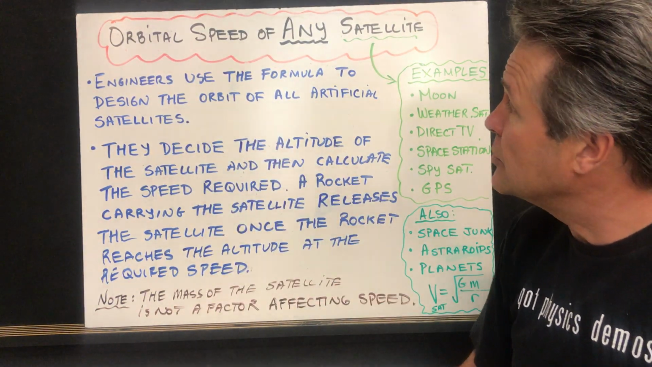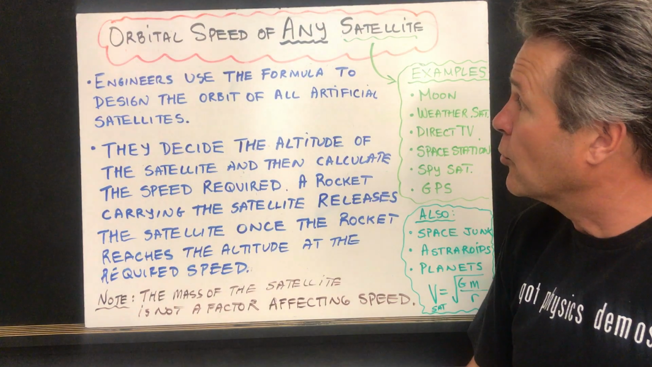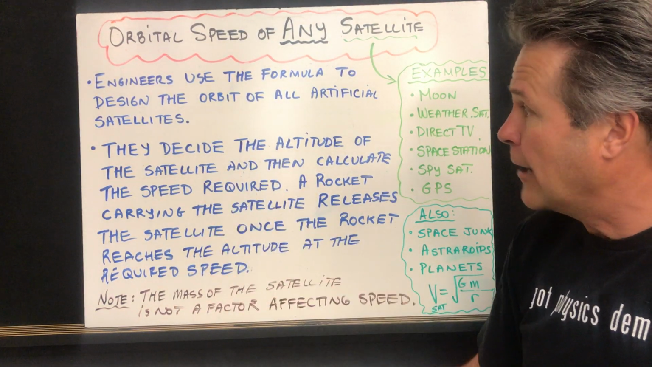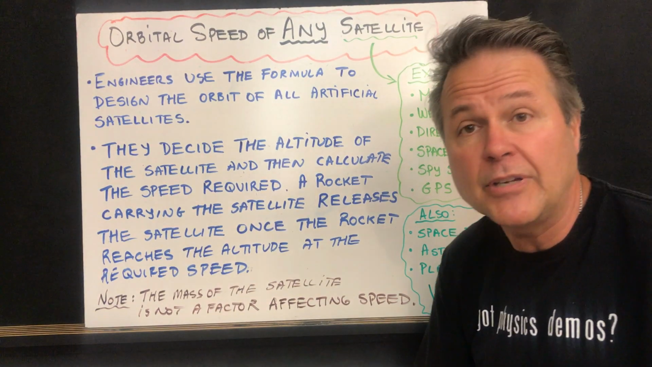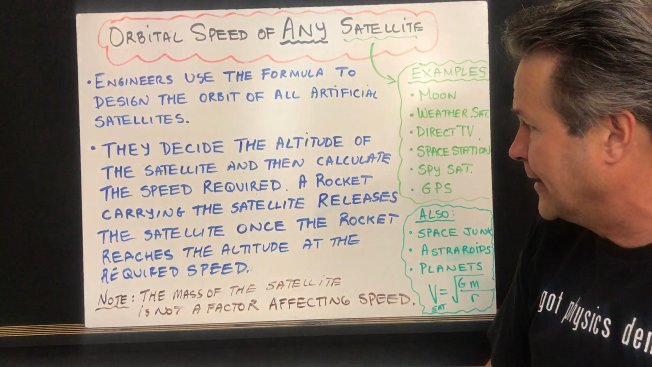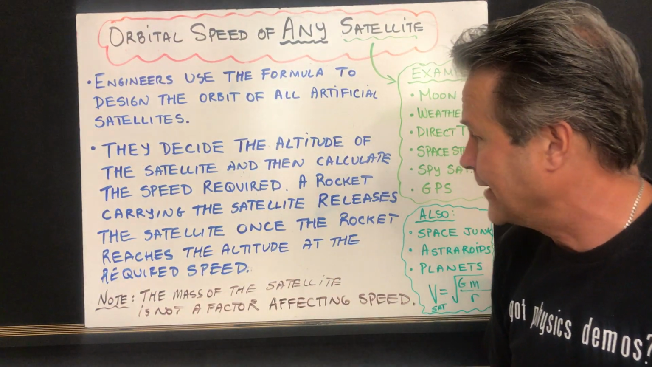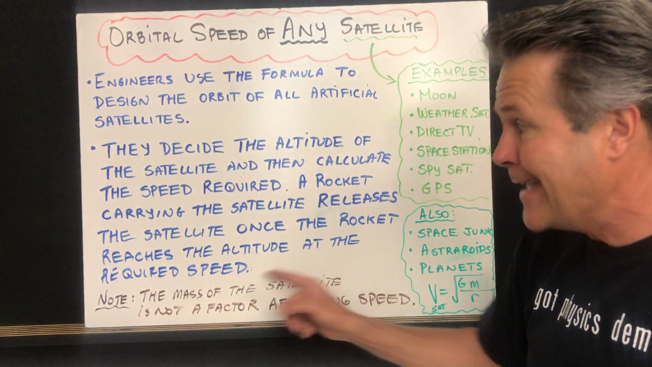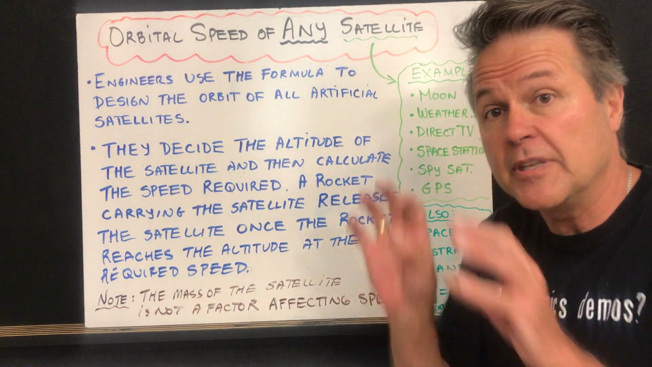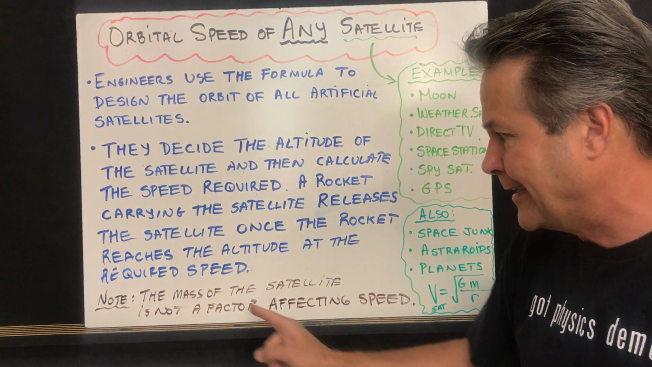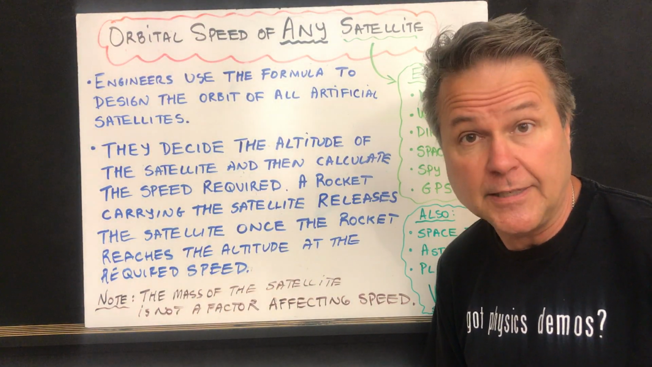Now, engineers use the formula to design the orbit of all artificial satellites. They decide the altitude of the satellite, and then they calculate the speed required. A rocket then carries the satellite, and it releases the satellite once the rocket reaches the desired altitude and the required speed. So they just kind of push it out of the rocket. Now note that the mass of the satellite is not a factor affecting the speed.